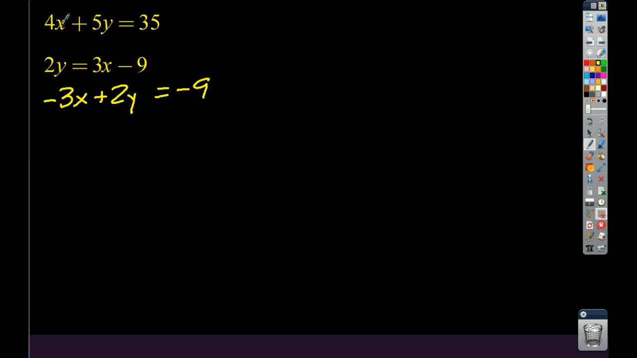Now, there's a couple different things I can do at this point. I want either the x's to cancel out or the y's to cancel out. So here I have 4, and here I have -3.